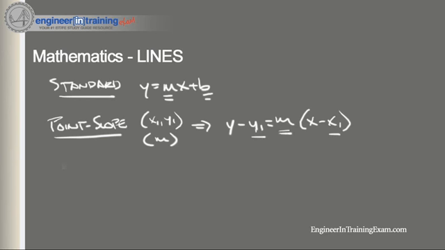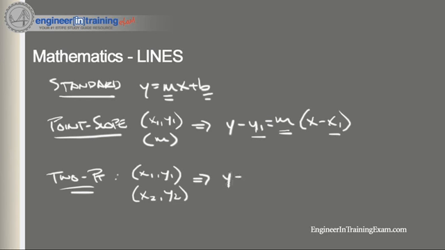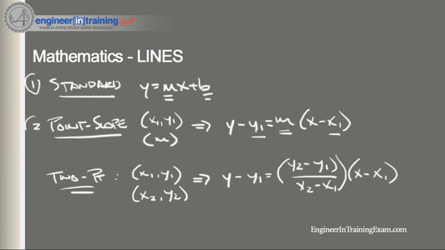The third form is called the 2-point form. So say we're given x1, y1, and we're given x2, y2. If we're given 2 points, then we can go ahead and plug these points into the equation: y minus y1 is equal to y2 minus y1 divided by x2 minus x1, multiplied by x minus x1. So these are the 3 forms of a straight line or linear equation.